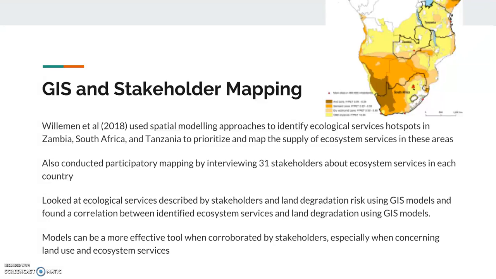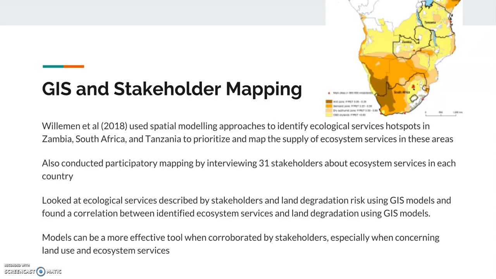This study in 2018 was looking at ecological hotspots in 3 countries in Africa. Not only were the authors looking at these hotspots, but they also added another level to this by working with stakeholders in the area. They interviewed 31 different stakeholders about which ecosystem services they thought were important.